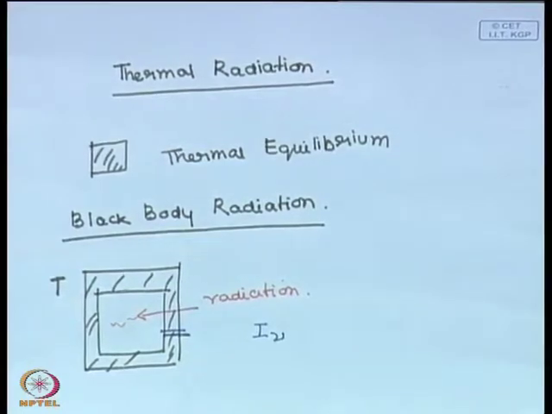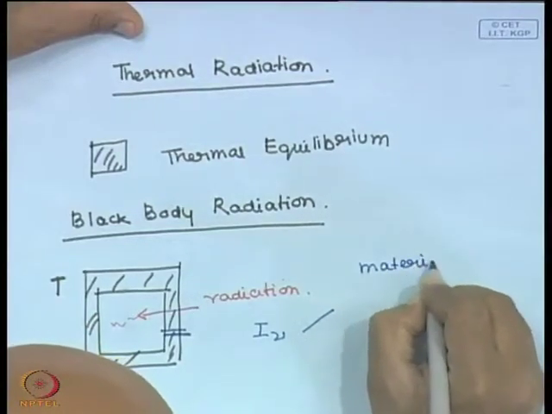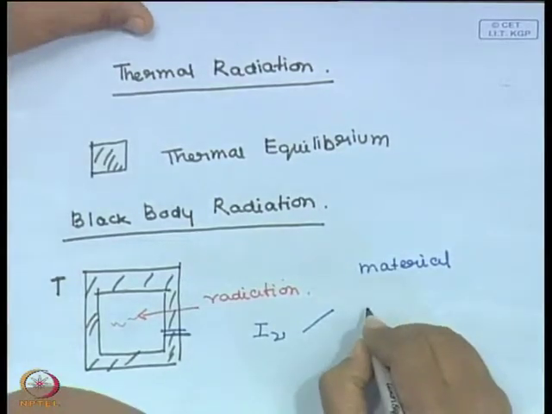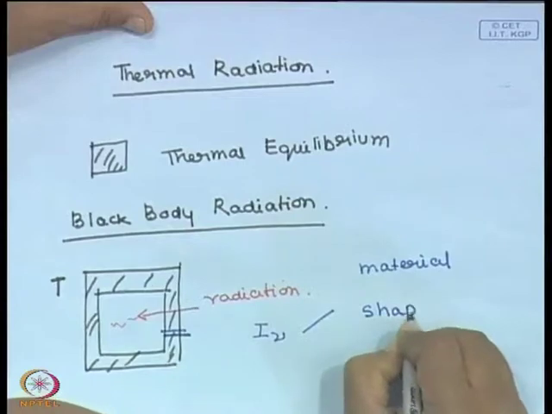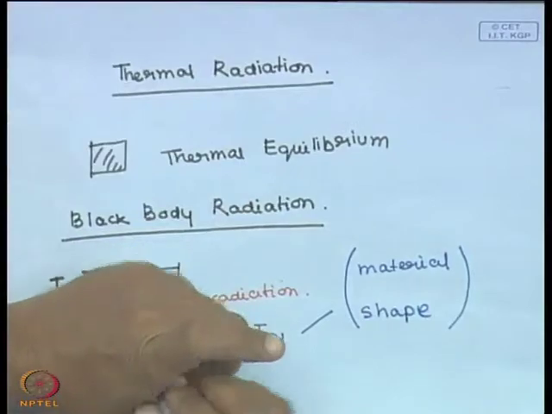Now, the first thing that we are going to see is that the specific intensity of black body radiation does not depend on the material that makes up the black body, neither does it depend on the shape. So, this does not depend on the material that makes up the walls of the cavity, neither does it depend on the shape or any other property of the cavity. It does not depend. Okay. So, it does not depend on these.